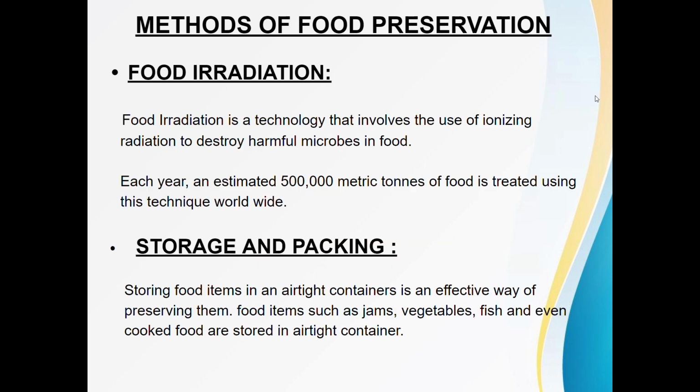Food irradiation. Food irradiation is the latest technology that involves the use of ionizing radiation to destroy harmful microbes in food. Each year, an estimated 500,000 metric tons of food is treated using this technique worldwide.